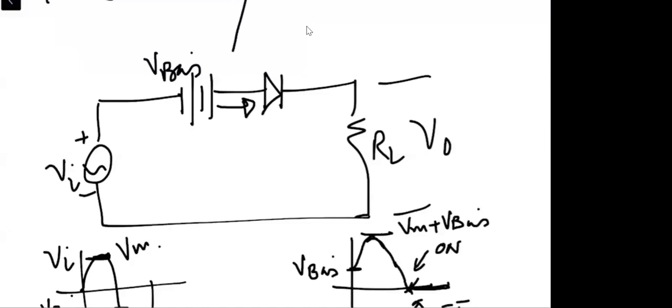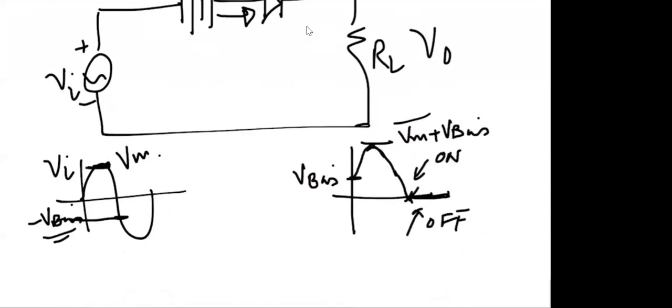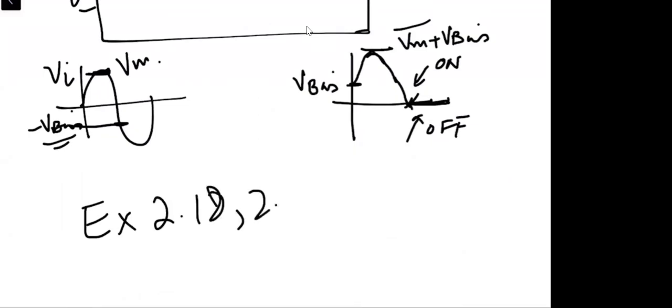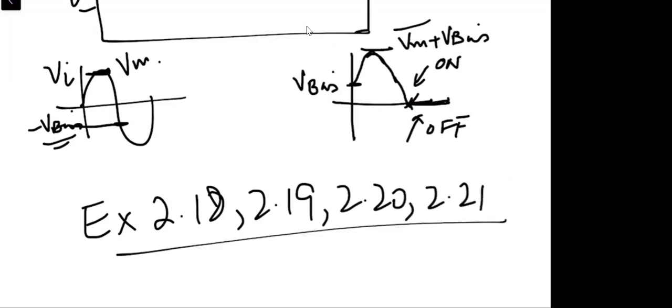There are a few examples given in the book. Examples 2.18, 2.19, 2.20, and 2.21 are basically the assignment.